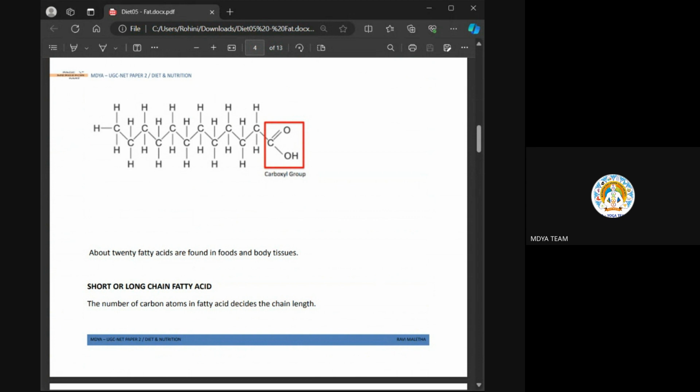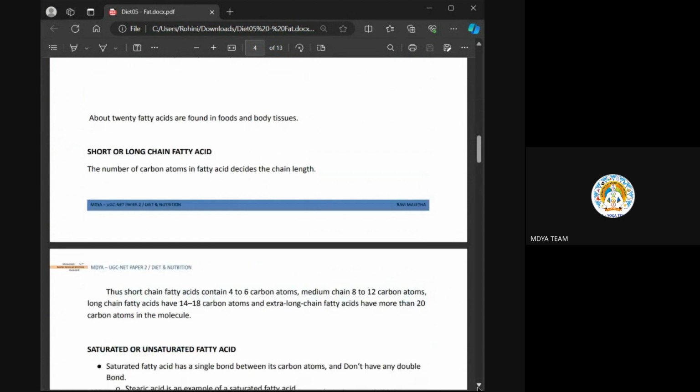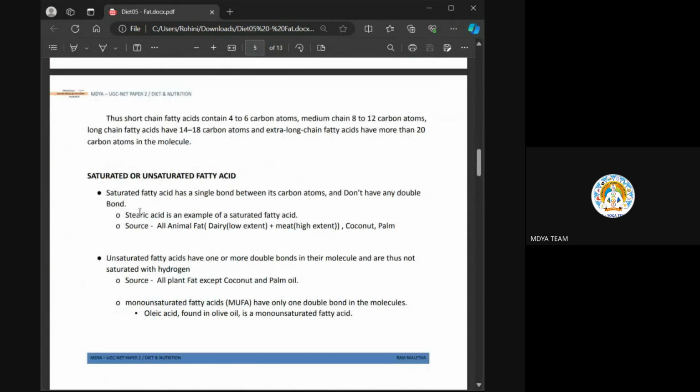And unsaturated fatty acids have the capacity to hold more hydrogen, meaning some hydrogen may be missing, that's why they can hold more hydrogen. If these hydrogens are missing, they become unsaturated. Saturated fatty acids have single bonds between the carbon atoms, and they don't have any double bond between the carbons.